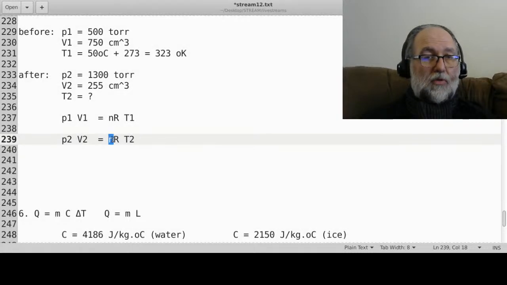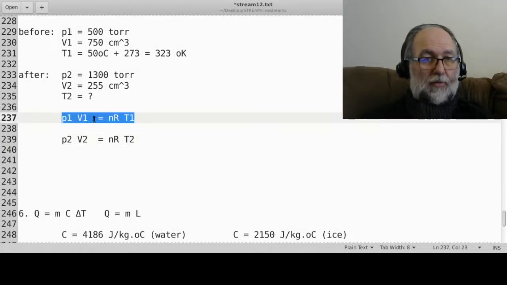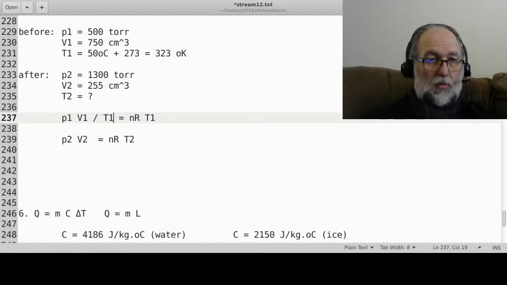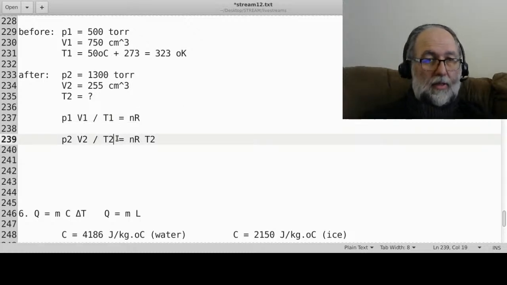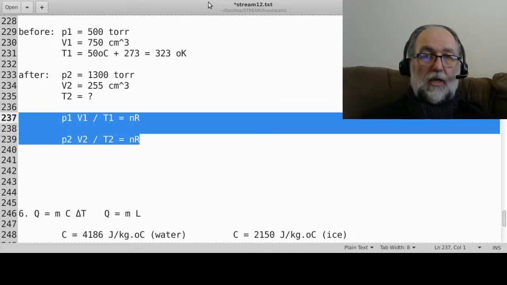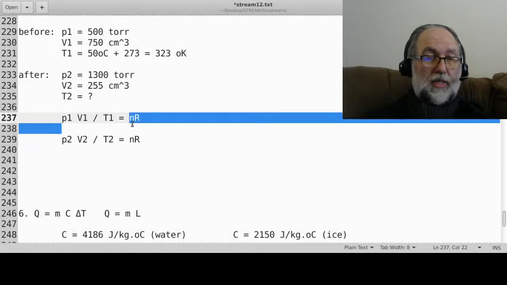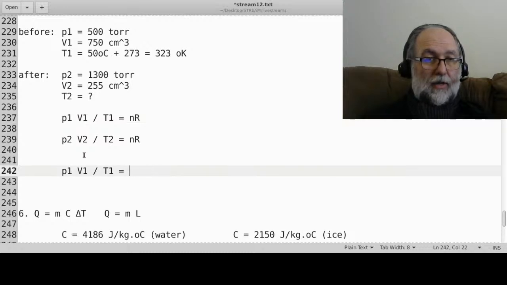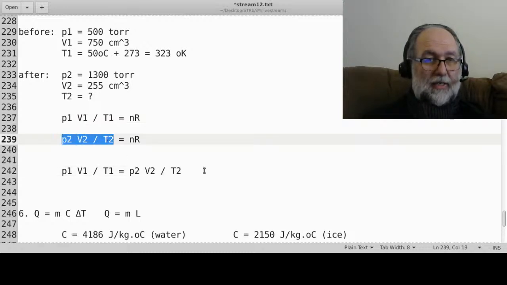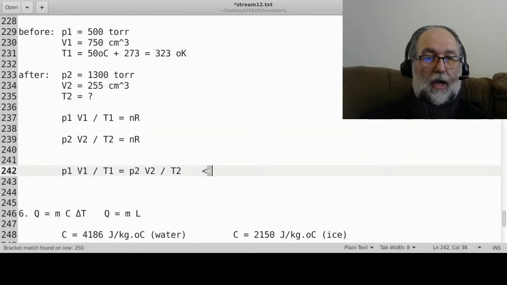So let me divide both sides of this one by T1, and let me divide both sides here by T2, like that. And notice what we have here. We have these two equations, but the right-hand side of both of those equations, the nR, is the same. And so we could just set this side equal to that side. You could memorize the equation that way if you like.